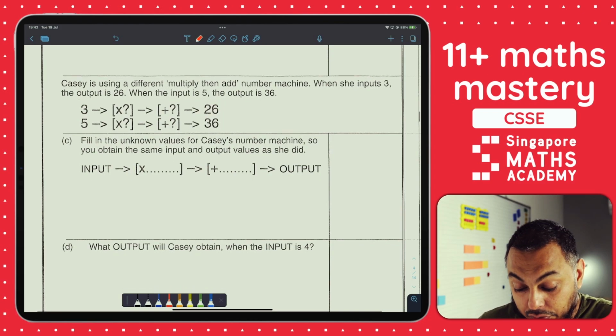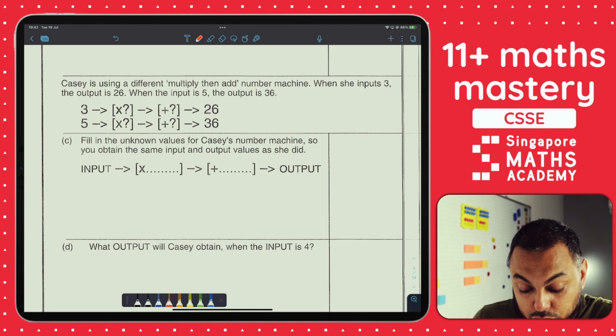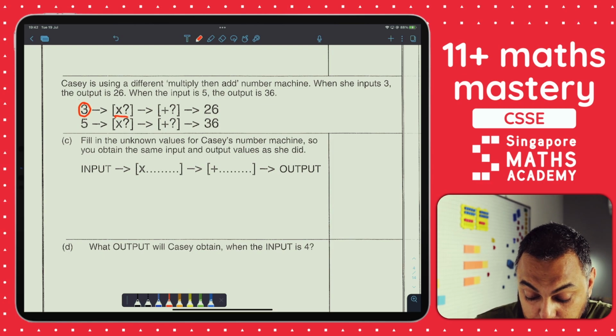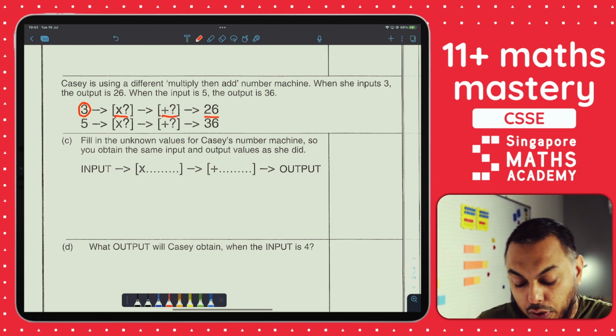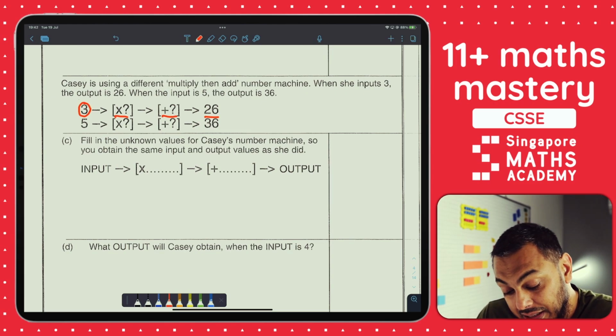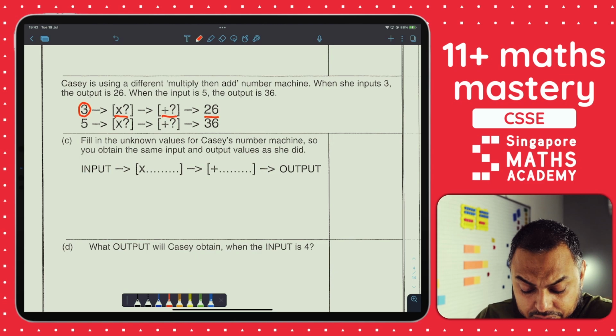Casey is using a different multiply than add number machine. When she inputs 3, the output is 26. So input 3, something happens, multiplying something, add something, gives me 26. So I know 3 times 8, for example, 8, 16, 24 is 24, and then I can add 2 as an example. That might be it, might not be. When she inputs 5, the output is 36. So 8 times 5 is 40, but then that doesn't work either, right?